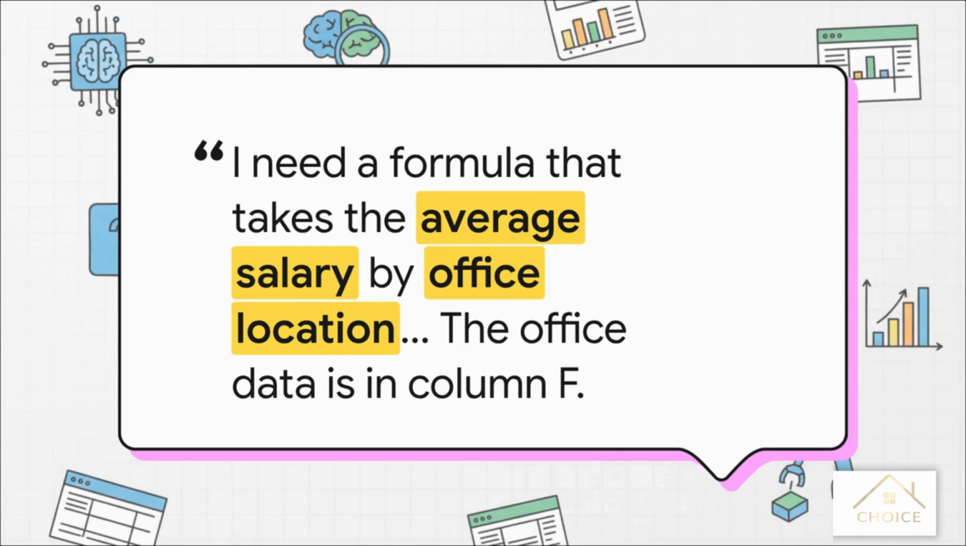Now, the key here is being clear. We state our goal, average salary by office, and we give it context. We tell it exactly where the data is, in columns F and G. The better your prompt, the better the formula you're going to get back.